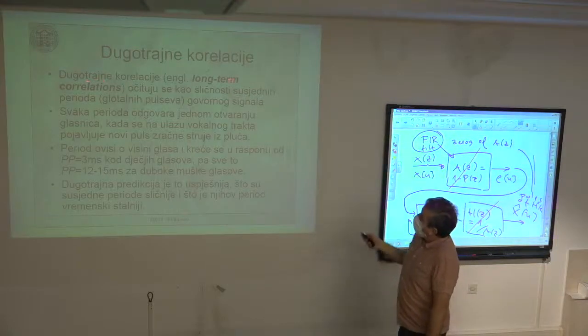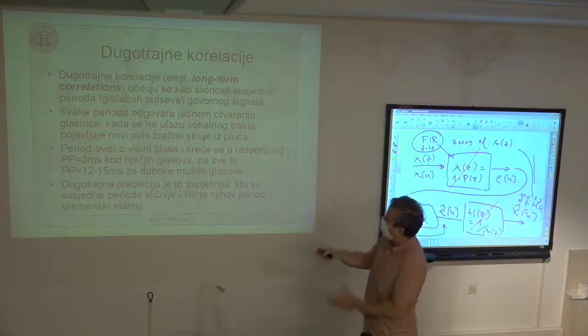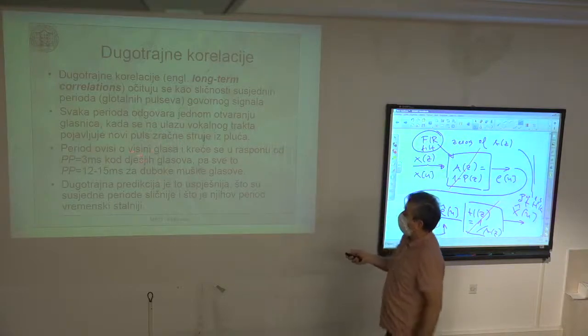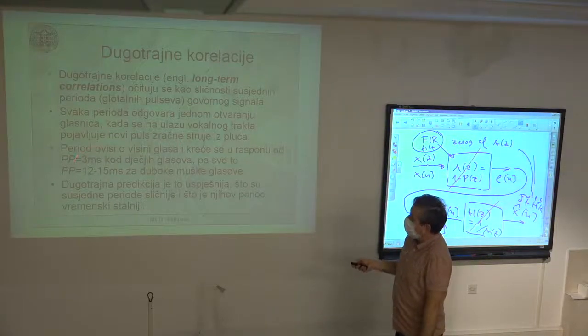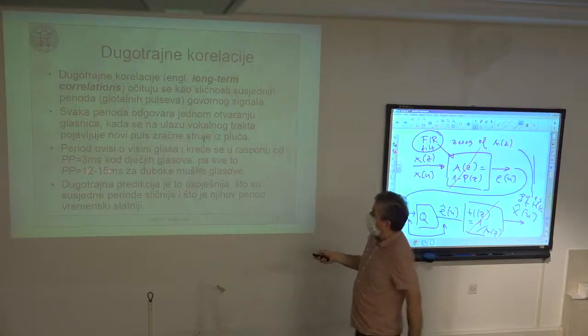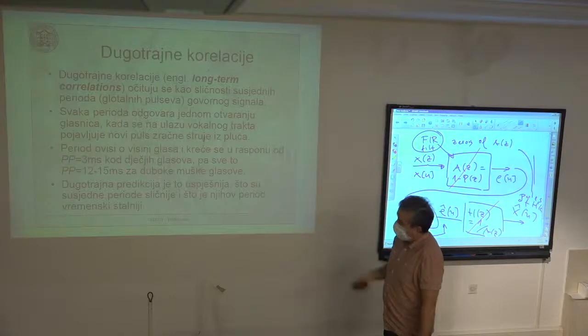So the long-term correlations are related to the excitation of the vocal tract, to the period of the glottal pulses, where each period corresponds to one opening and closure of the vocal folds, where a new pulse of the air stream passes from the lungs through the glottis, through the vocal tract. And as I said, the period of this is between 3 milliseconds for very high-pitched female or child voices, up to maybe 12 to 15 milliseconds for very low-pitched male voices.